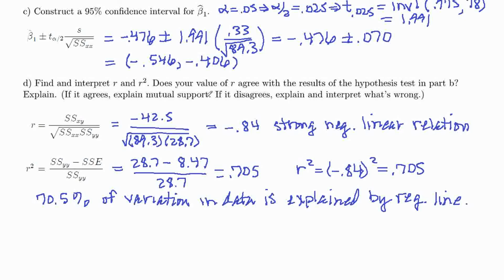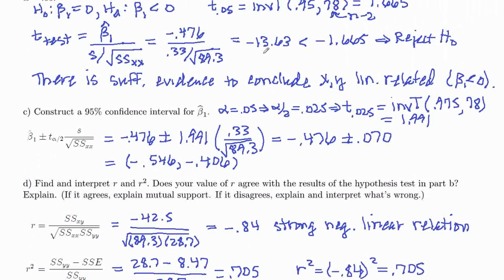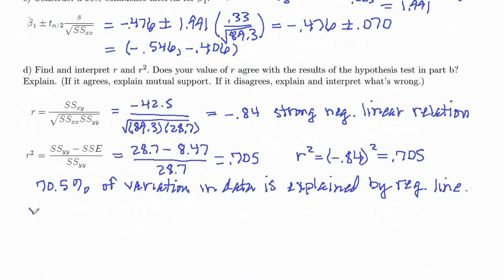And then the other question was, does your value of r agree with the results of the hypothesis test? Yes, it does agree. So this had a strong negative linear relationship, and up above in the hypothesis test, we got a test statistic that was extremely negative. And we rejected the null hypothesis, concluding that there was a linear relationship. So they both indicate a negative linear relationship. So the last question is yes, both indicate negative linear relation.